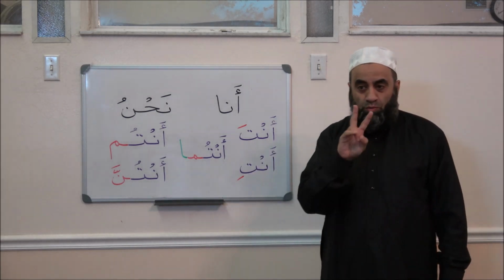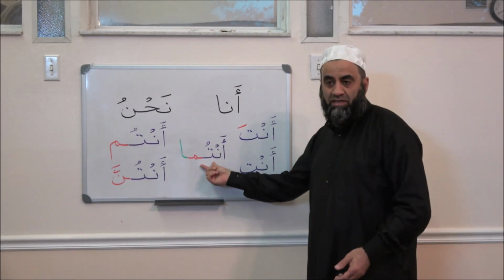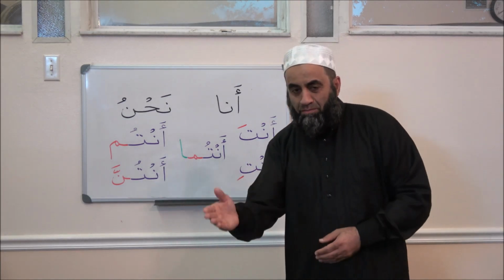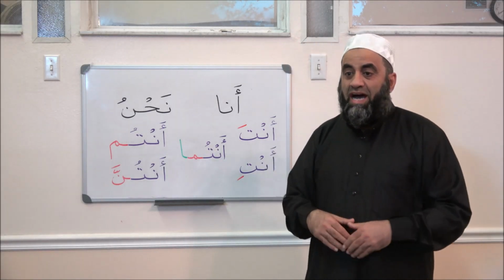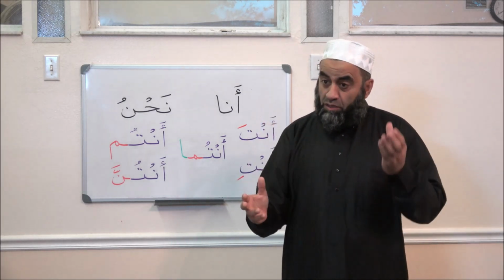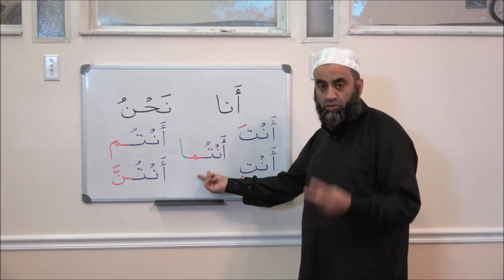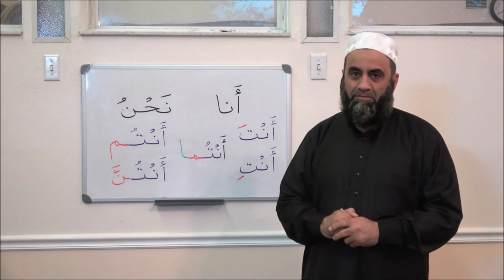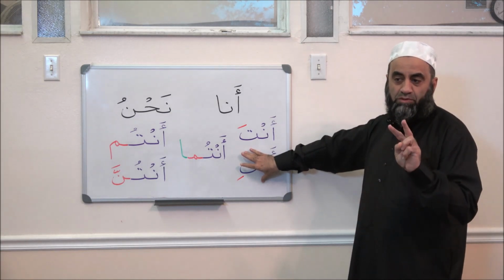So when I'm talking to two boys or two girls, because this pronoun is generic in masculine and feminine, I will say Antuma Muhammad wa Ahmad, Antuma Musa wa Harun, Antuma Fatima wa Khadija. Or if I have a boy and a girl, same thing, because it's generic. I don't have masculine and feminine for two. I would say Antuma Ahmad wa Aisha. So these are the 5 pronouns in the second person.